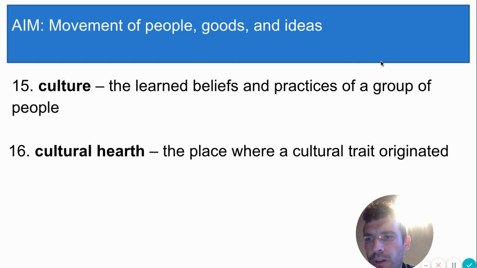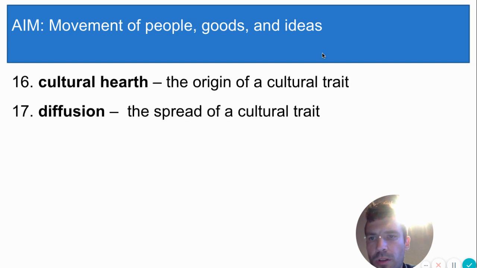A cultural hearth is the place where a certain cultural trait originates, where it starts. And diffusion refers to the spread of a cultural trait from the hearth to someplace else. Diffusion means movement, which is the subject of today's lesson. Today we'll be looking at the different ways that cultural traits diffuse or move through space.